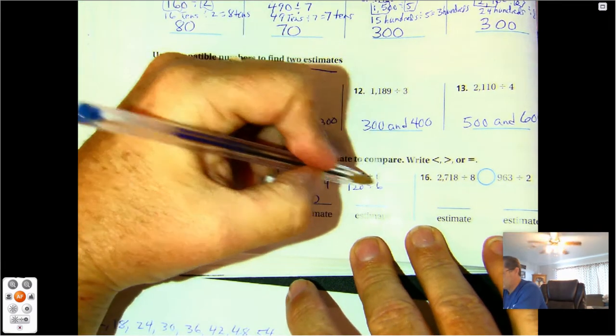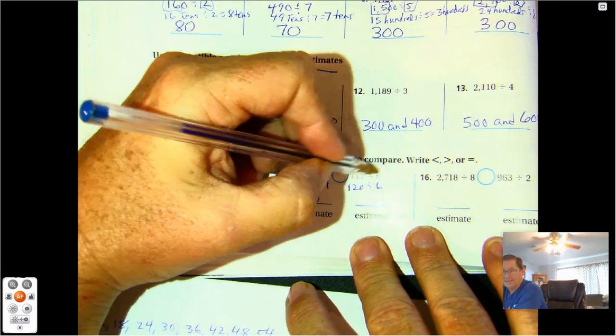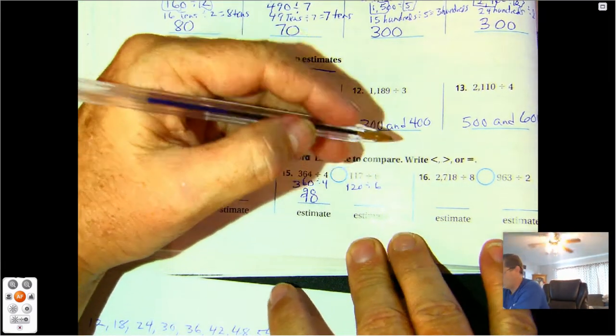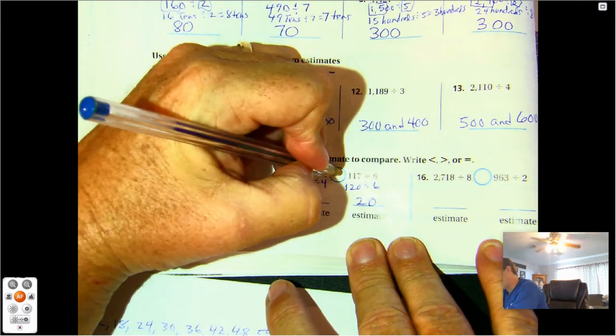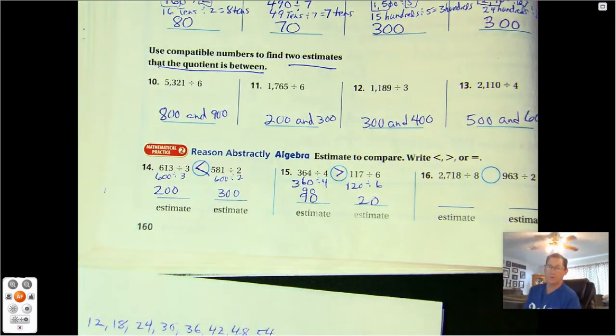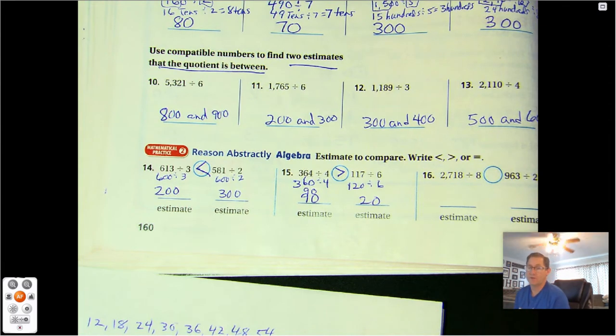12 tens divided by 6 is 2 tens, or 20. So 364 divided by 4 is greater than 117 divided by 6.